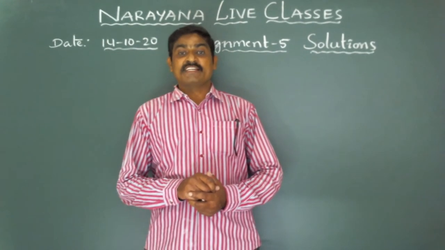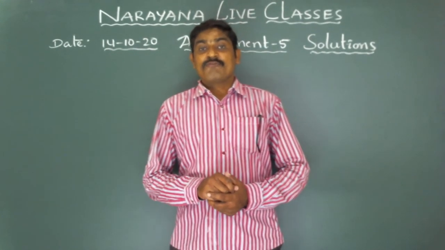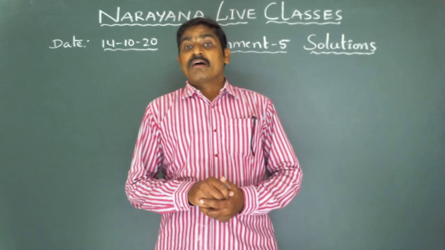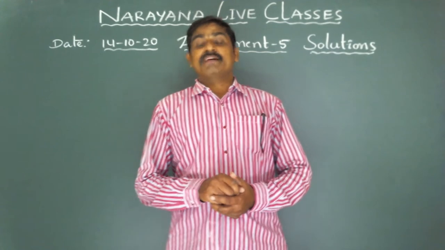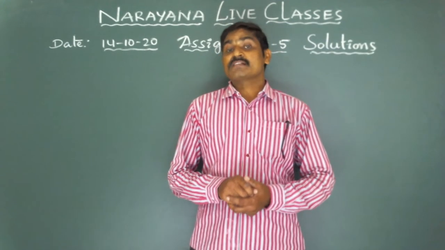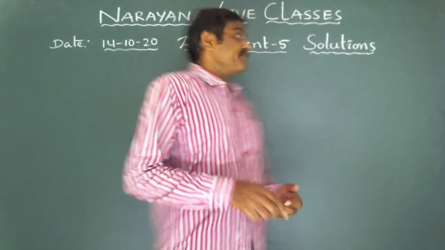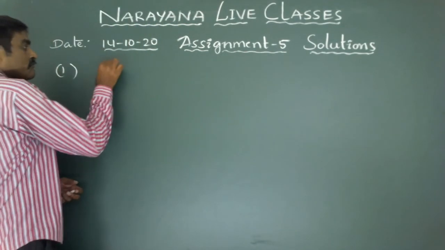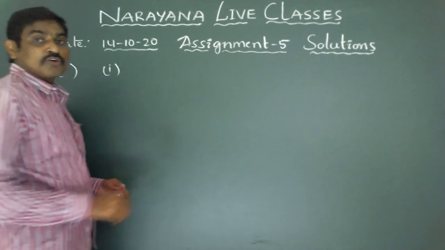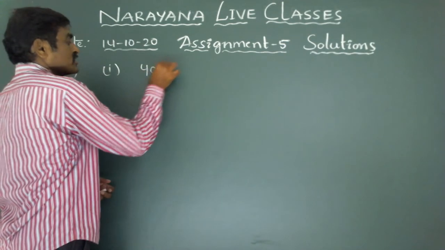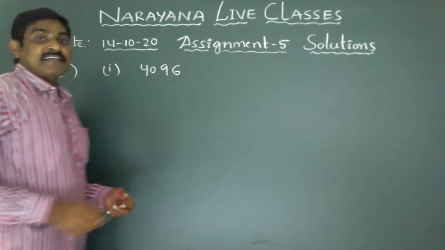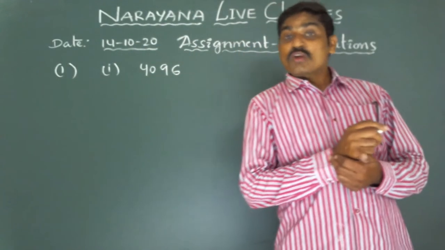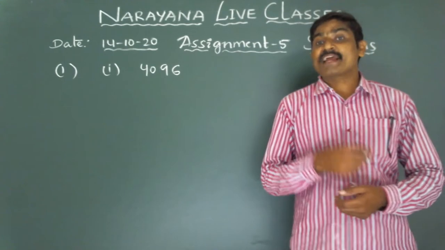Now the first question is, find the square roots of the following numbers by prime factorization method. In this, the first one is 4096. See that one, first Roman, first question. Find the square root of 4096 by prime factorization.